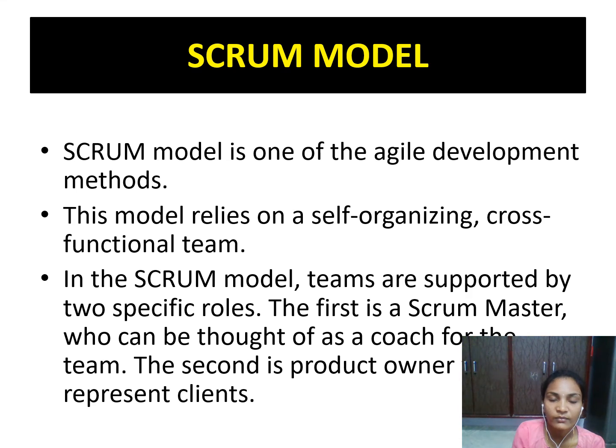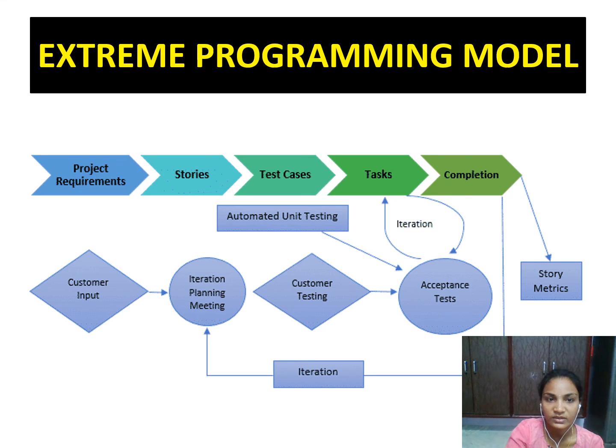Scrum model. The Scrum model is one of the agile development methods. This model relies on the self-organizing cross-functional team. In the Scrum model, teams are supported by two specific roles. The first is a Scrum Master, who can be thought of as a coach for the team. The second one is the product owner, who represents the clients. Clients are nothing but customers.